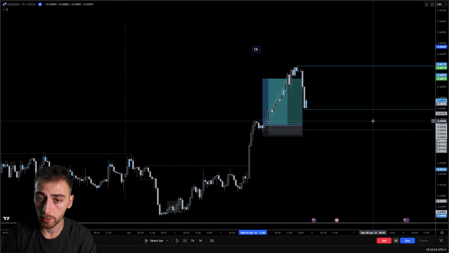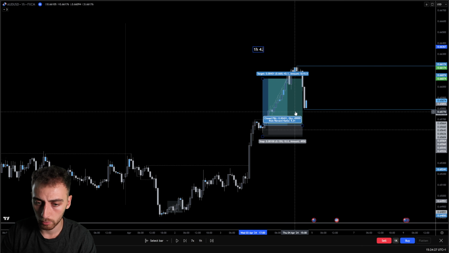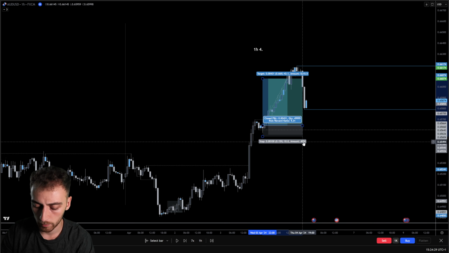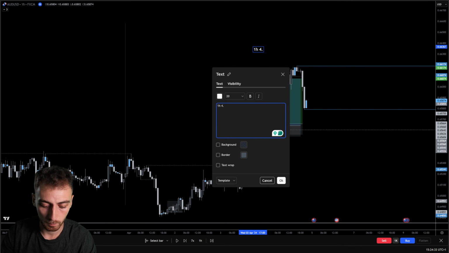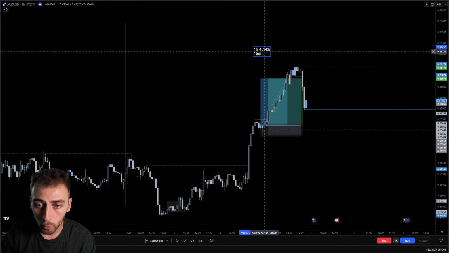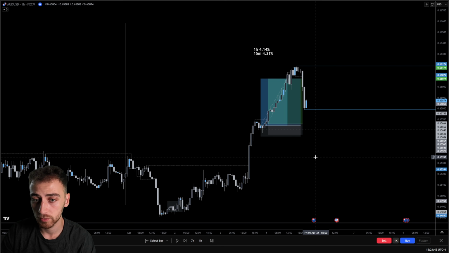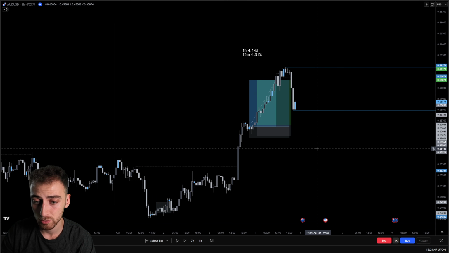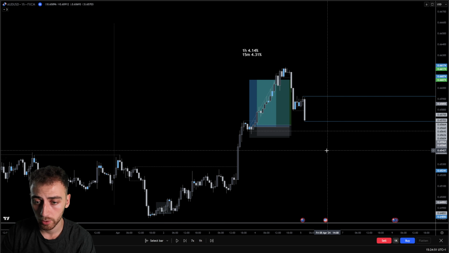So on the 1 hour, we made 4.14%. And on the 15-minute entry, we made 4.31%. So 0.15% better, 0.2% better. So we'll continue now. Let's see if we can find another flag.